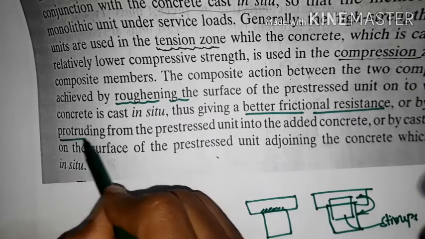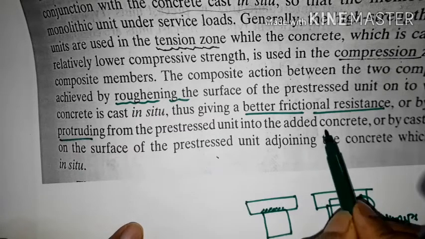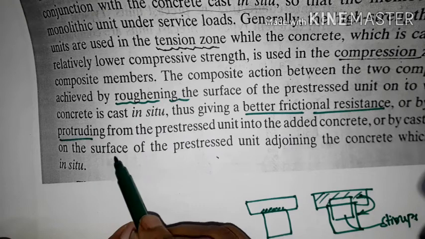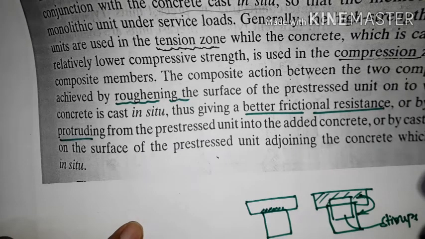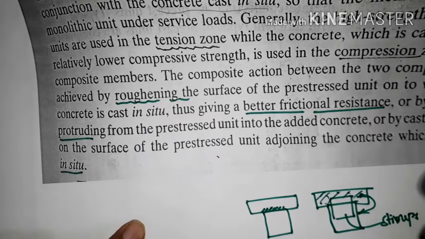So by inserting stirrups into the web part from the pre-stressed unit into the added concrete, this is the added concrete part, or by castellations on the surface of the pre-stressed unit adjoining the concrete which is going to be cast on site. For that the stirrups will be inserted to act as a monolithic section.